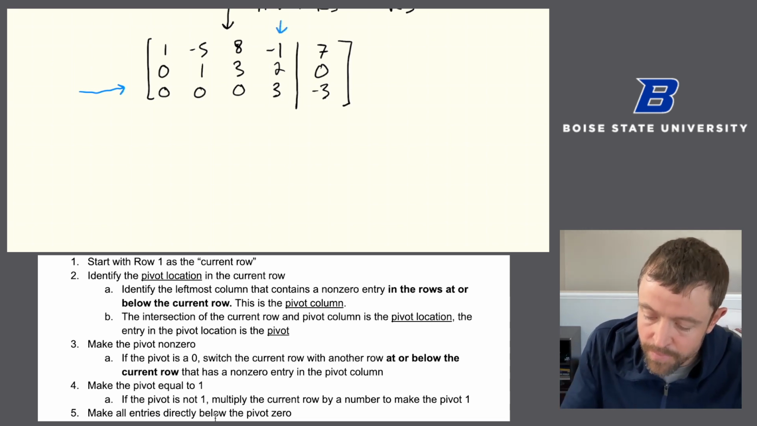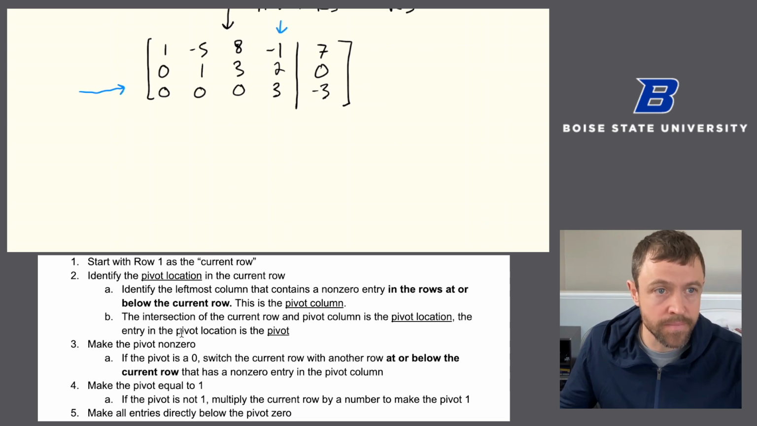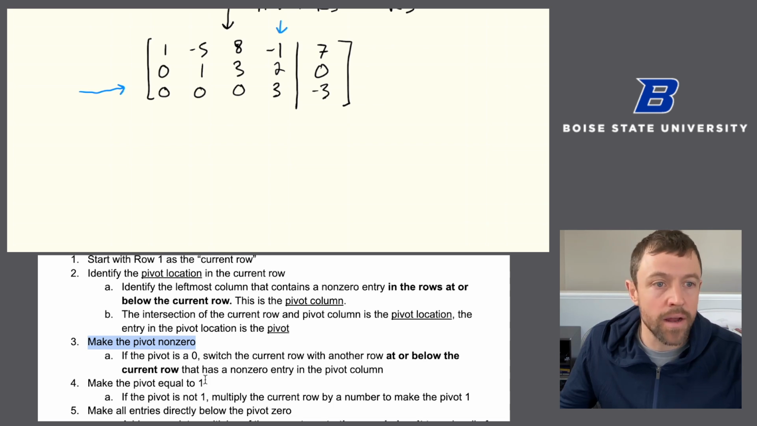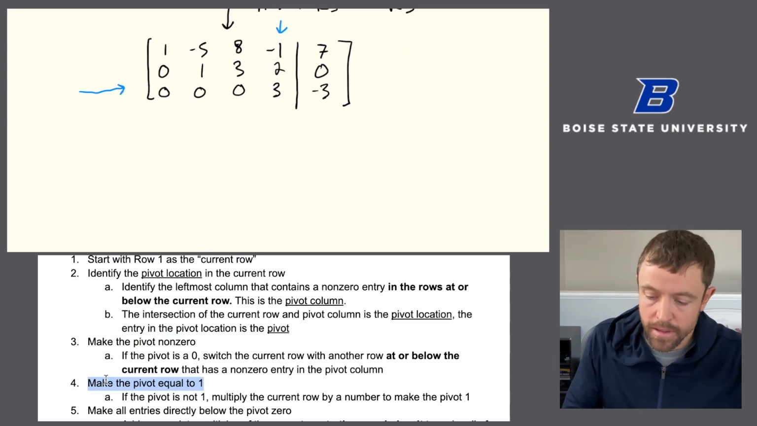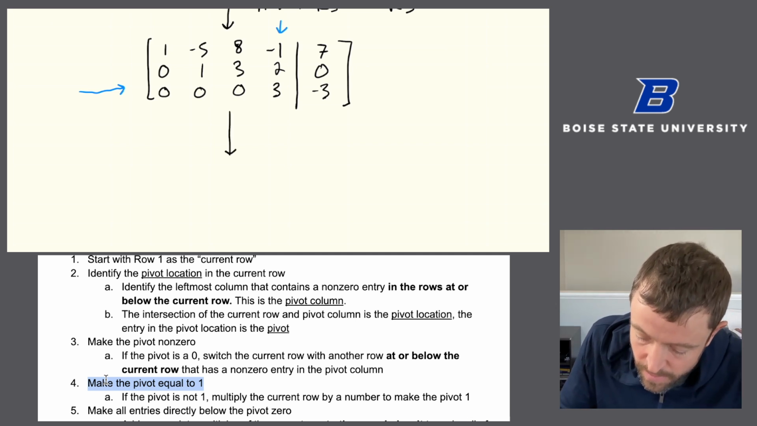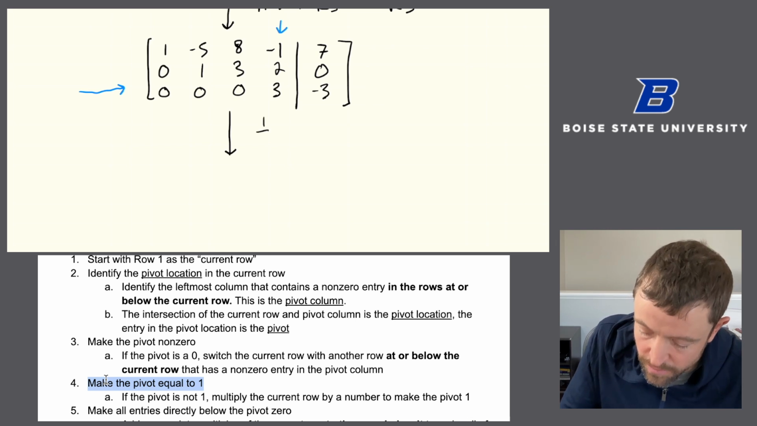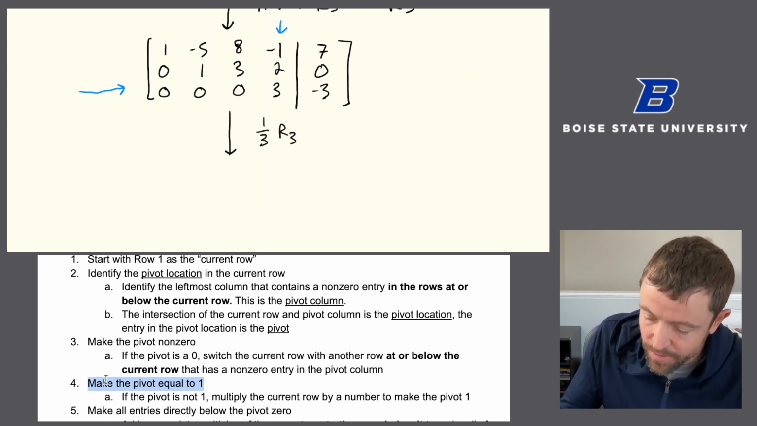We've got our pivot column. That means that this is our pivot location. So we've identified our pivot location. It's that 3 is the pivot. The pivot is already non-zero, so we don't need to do anything there. We now need to make it equal to 1. Again, pause the video if you want to think about what we need to do to make this equal to 1. I need to multiply by a third. Hopefully get it right this time. I need to take 1/3 row 3 and replace row 3 with it.